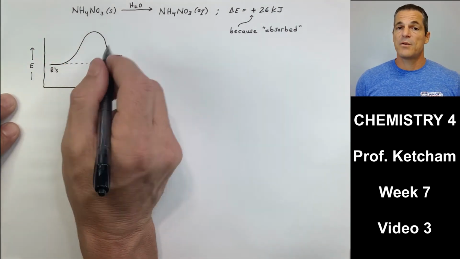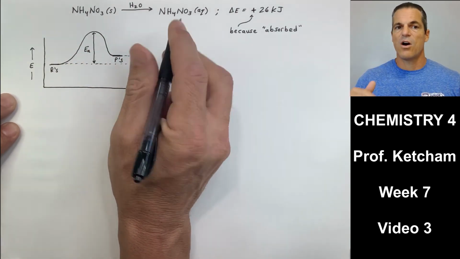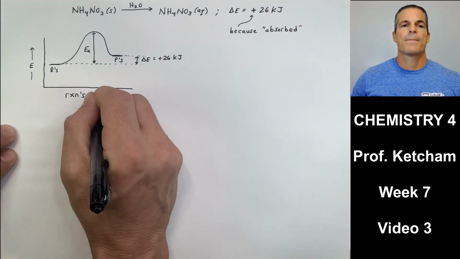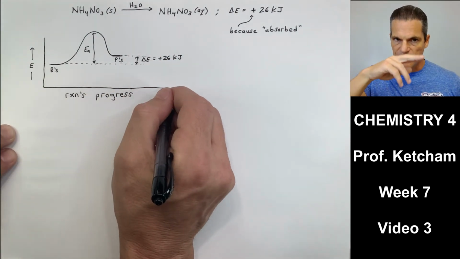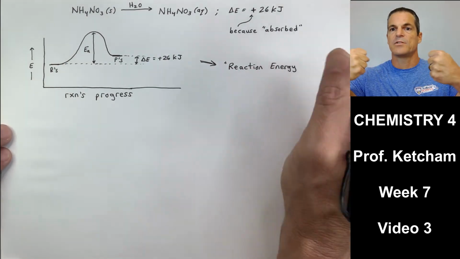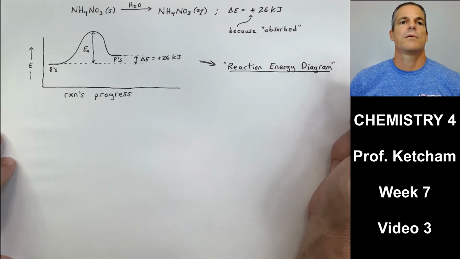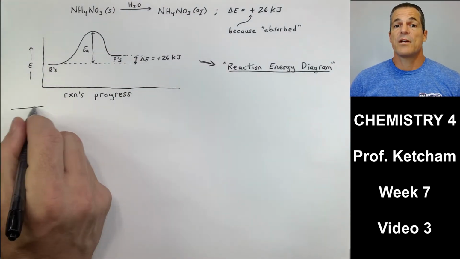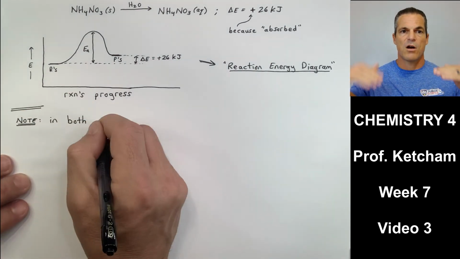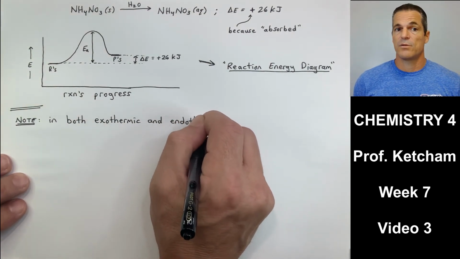Now, the reaction energy diagram for this one is different. You'll notice that the reactants start at one level and the products are higher up. That still doesn't mean we don't still have to overcome that activation energy barrier, right? We have to collide our reactants with enough energy to get up and over that EA and downhill. All right. So the reaction energy diagram that I've drawn here is for an endothermic reaction, and the products are higher than the reactants, and the delta E is plus 26 kilojoules.